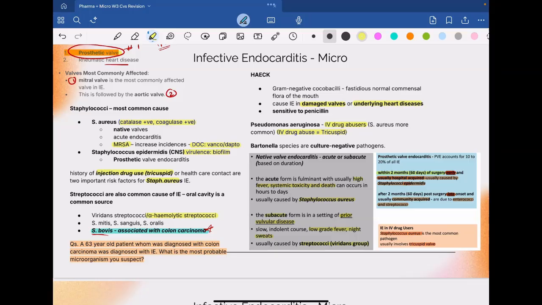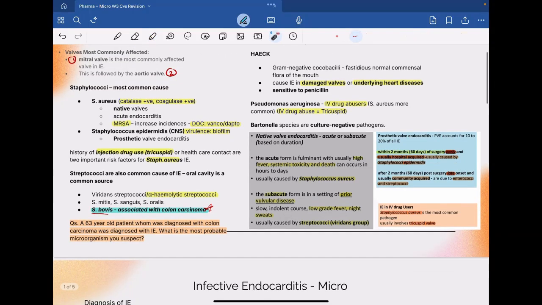We have native valve endocarditis and prosthetic valve endocarditis. For native valve, there are acute forms. You have to know how it shows in the patient, because these signs might come in the exam and they might signal to you what microorganism might be the cause. So for acute, we have high fever, systemic toxicity, and death. We mentioned Staph aureus causes acute endocarditis.